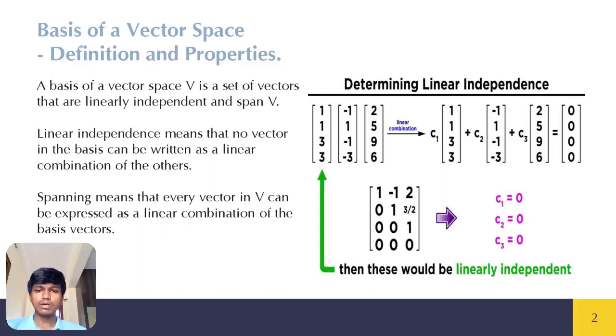Spanning means that every vector in V can be expressed as a linear combination of the basis vectors. Spanning refers to a set of vectors that are combined linearly to generate any vector in the vector space. If a set of vectors spans a space, then any vector in that space can be represented as a linear combination of the vectors in the set.